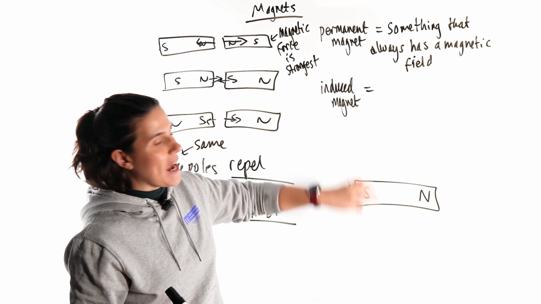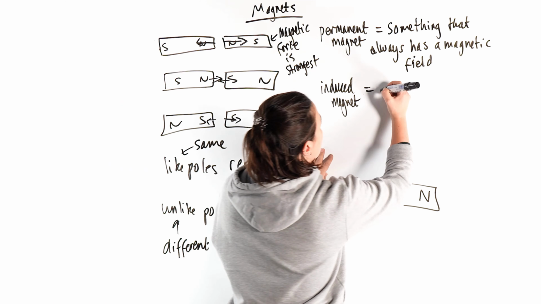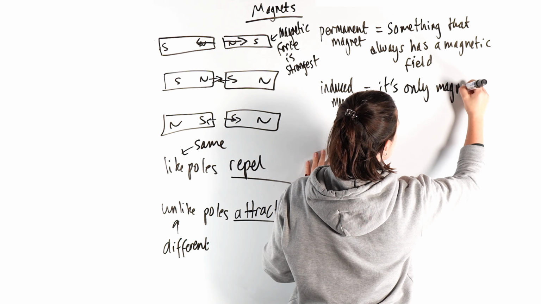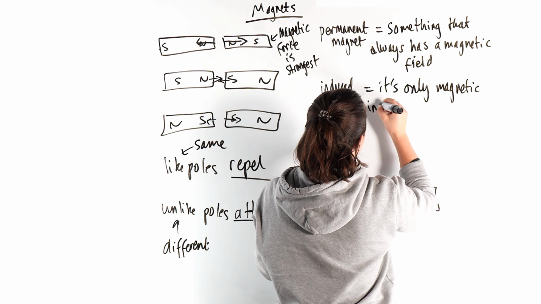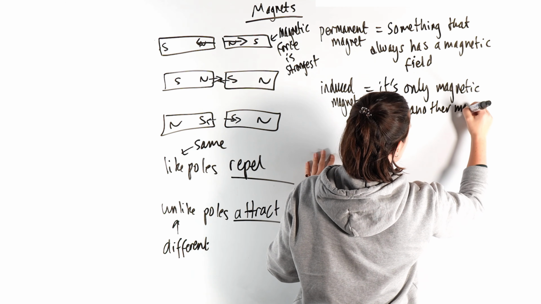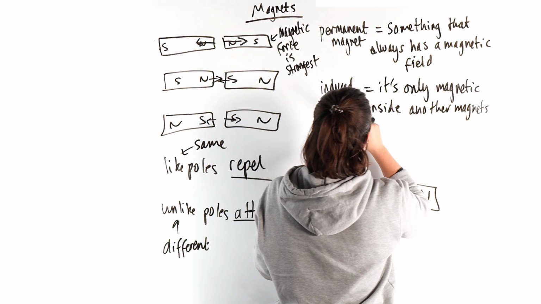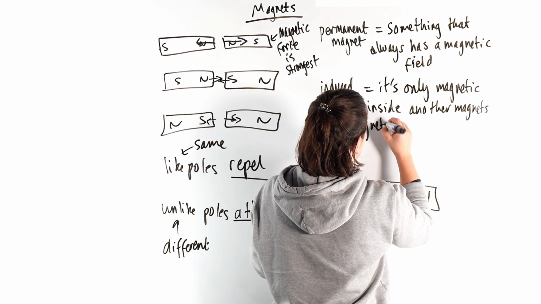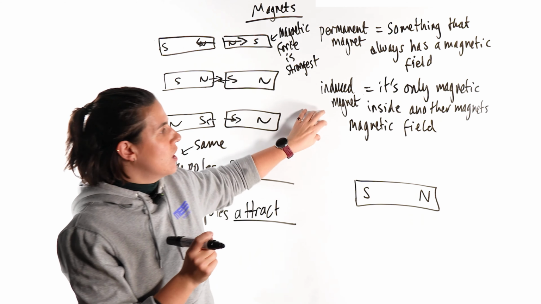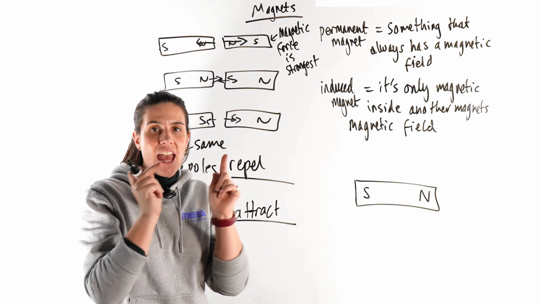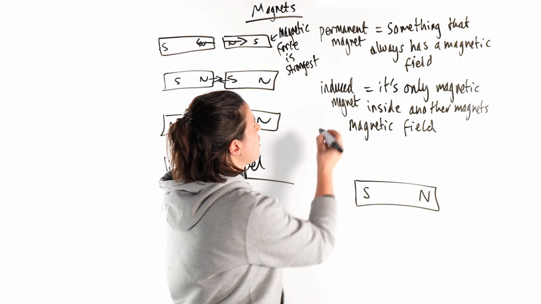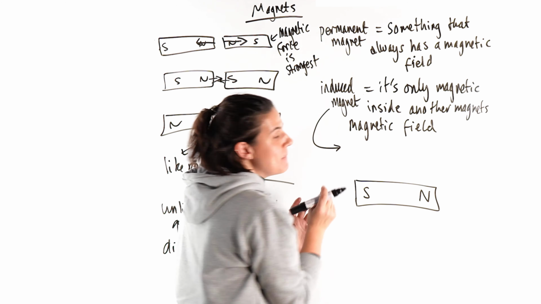Now, an induced magnet is slightly different. It's only magnetic inside another magnet's magnetic field. So these induced magnets will only be magnetic if they are near a permanent magnet. These guys are going to be made out of magnetic materials.